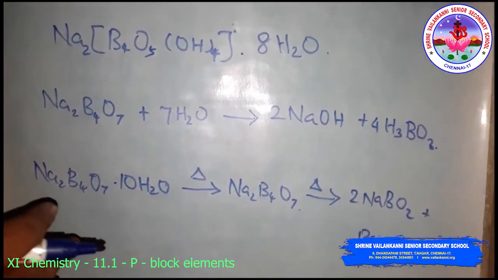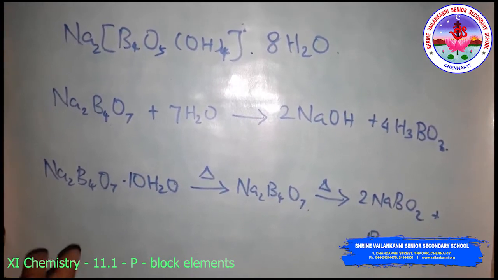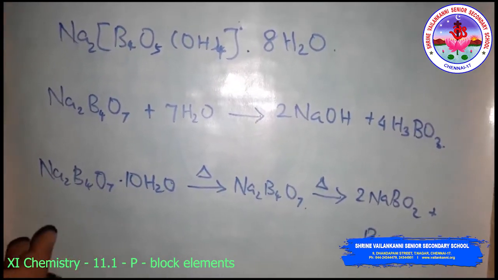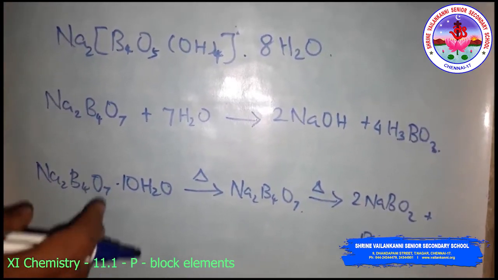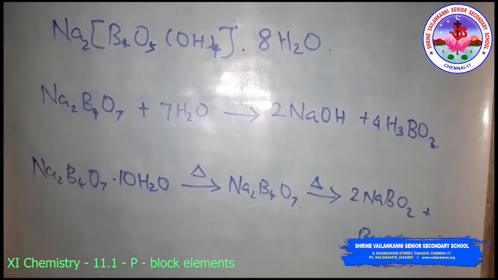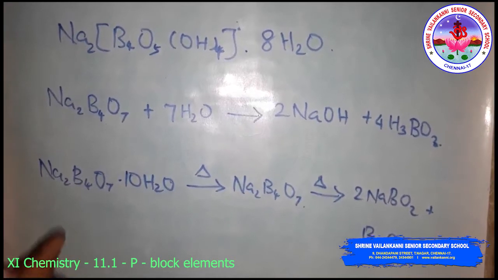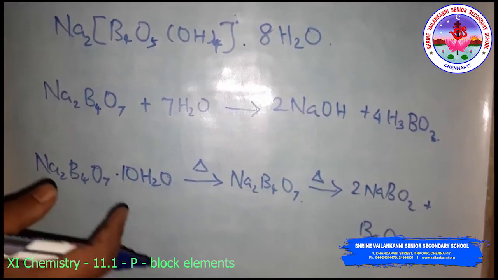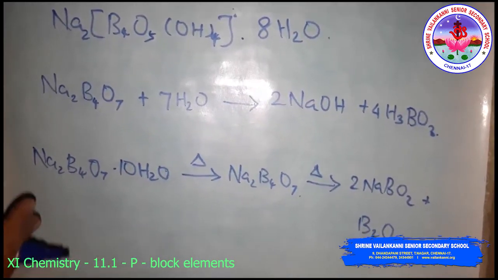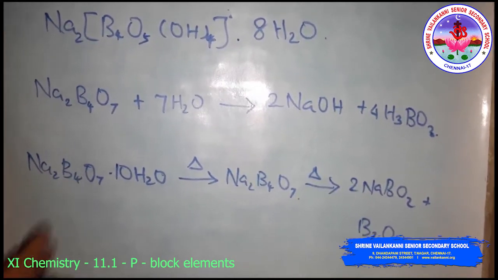The metaborates of many transition metals have characteristic colors, and therefore the borax bead test can be used to identify them in laboratories. For example, when borax is heated in a Bunsen burner flame with cobalt oxide on a loop of platinum wire, a blue colored bead is formed.